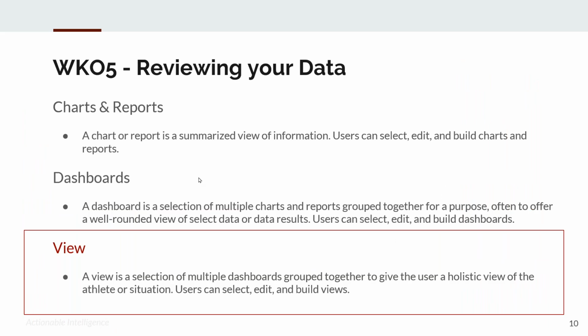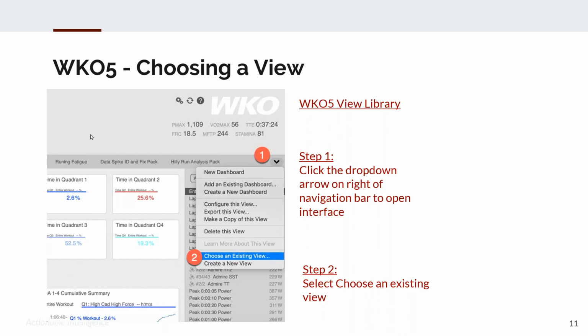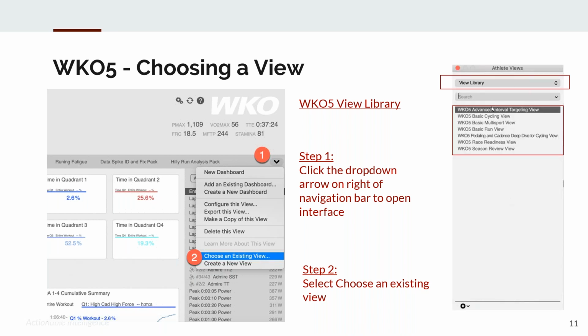Okay, so remember, you have a view. A view is a combination of dashboards. A dashboard is a combination of charts. How do you manage views? Well, when you first use WKO5, whether you're new or an upgrader, I really encourage you to look at some of the different views. There's a shortcut or two I'm going to teach you, but you want to start this way. There's a little arrow here that clicks down. You have dashboard selections, right? But you have choose an existing view, and that will open up the view library, which will look like this.